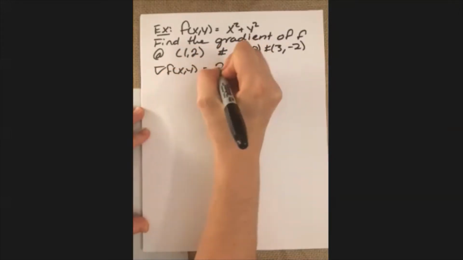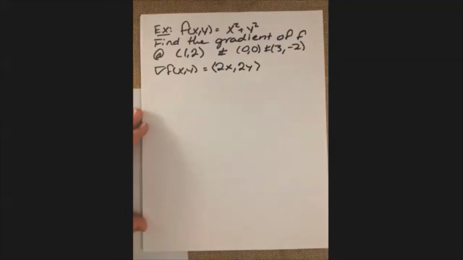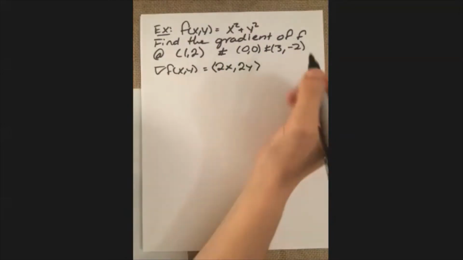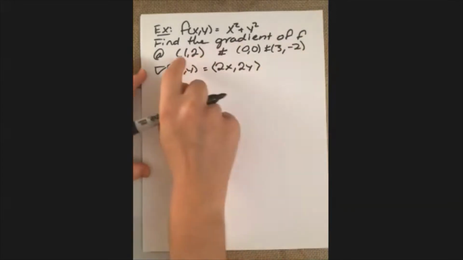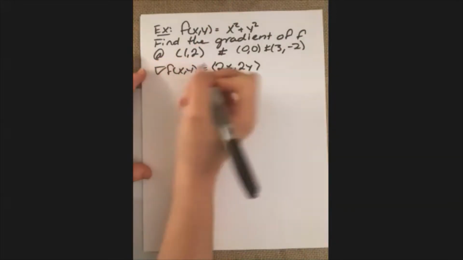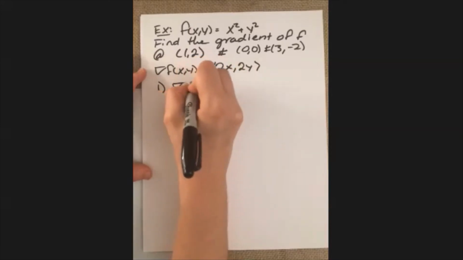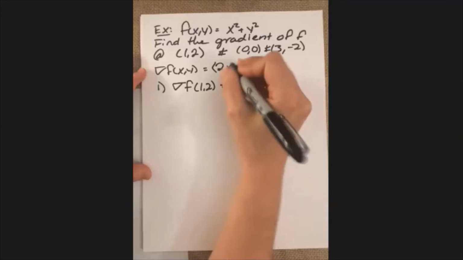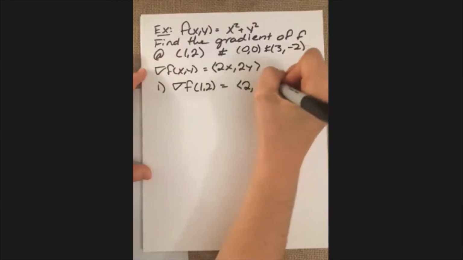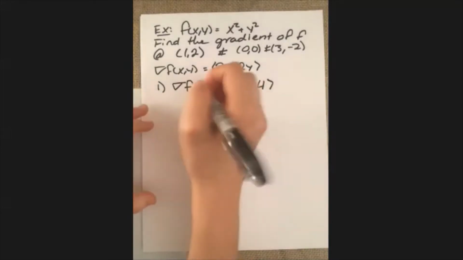We said that that was equal to 2x, 2y. Okay, so all I've got to do to find the gradient at a particular point is plug that point in. So for the point (1, 2), the gradient at (1, 2) is equal to the vector (2, 4). That's all there is to that computation, but let's talk a little bit about what that means.